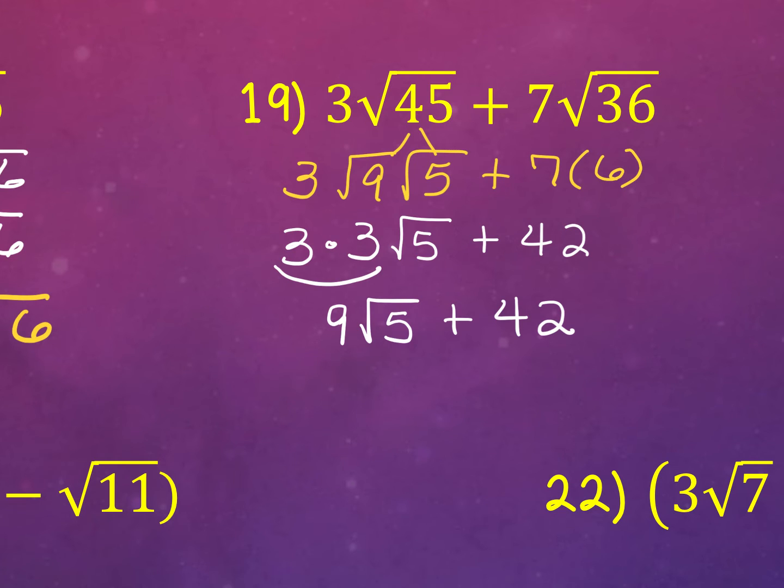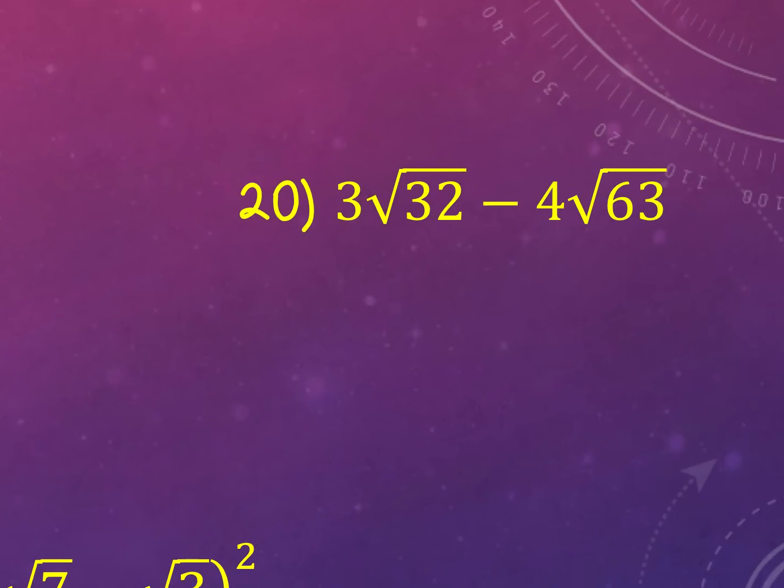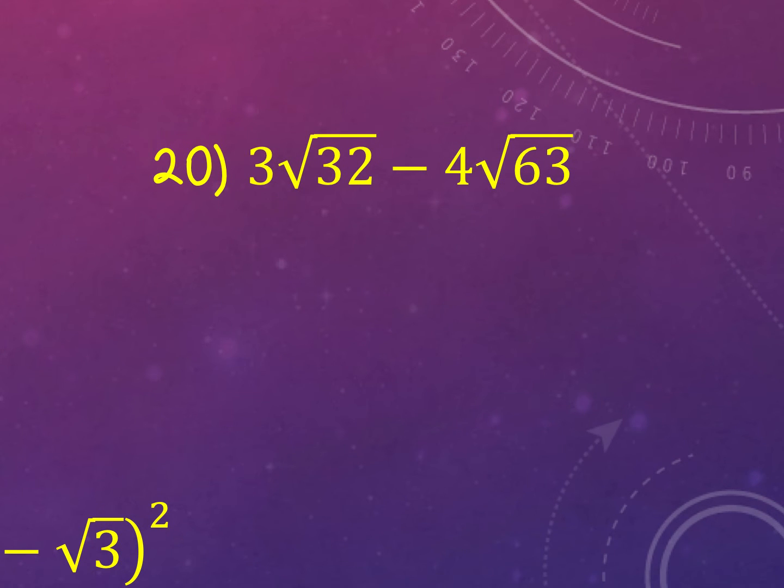Number 20, we're going to do the same thing. We're going to simplify the square roots first, and then, if possible, we'll go back and add the like radicals. Everybody good on 19? Try 20. So I need to break down 32 and 63. I'm going to break 32 into 16 times 2. You could have also done 4 times 8. If you would have chosen 4 and 8, you would have had to keep breaking the 8 down. For 63, I'm going to break this down into 9 times 7.